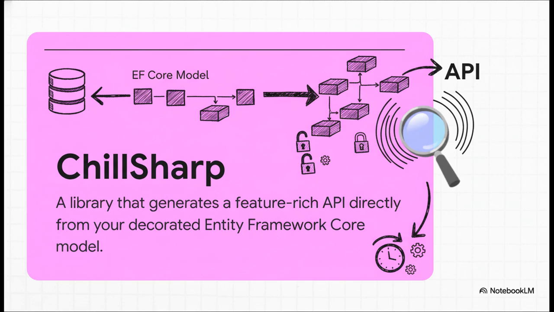At its core, this is a library that just reads the EF Core model you've already built and, poof, generates the API for you. And the really important part here is that this isn't about spitting out a bunch of code files you have to maintain. No, it generates the API dynamically at runtime. That means your API always stays in sync with your model without you ever lifting a finger.